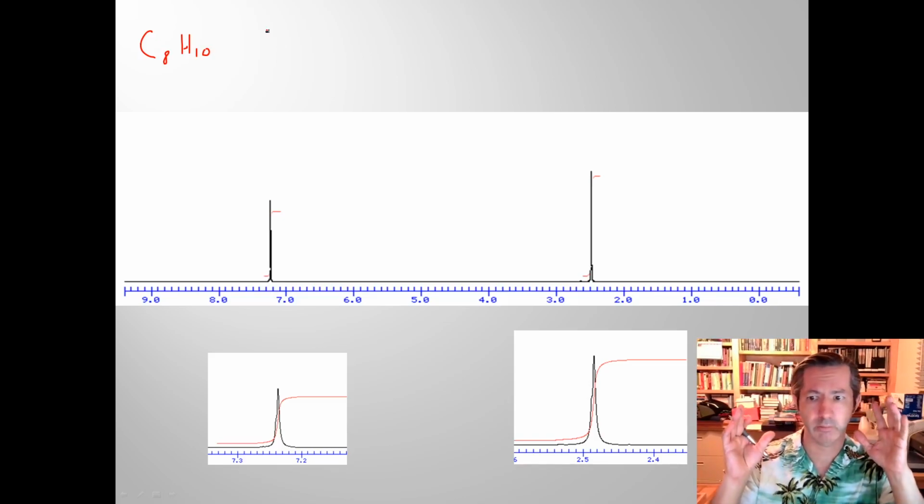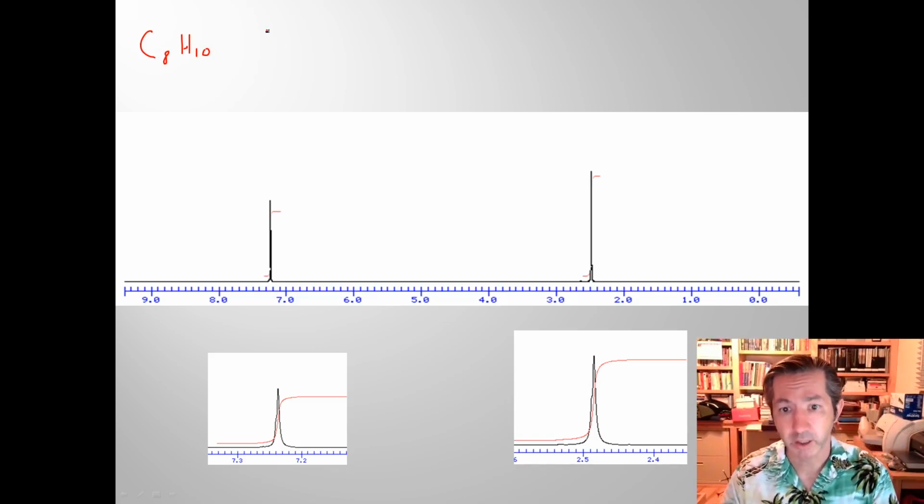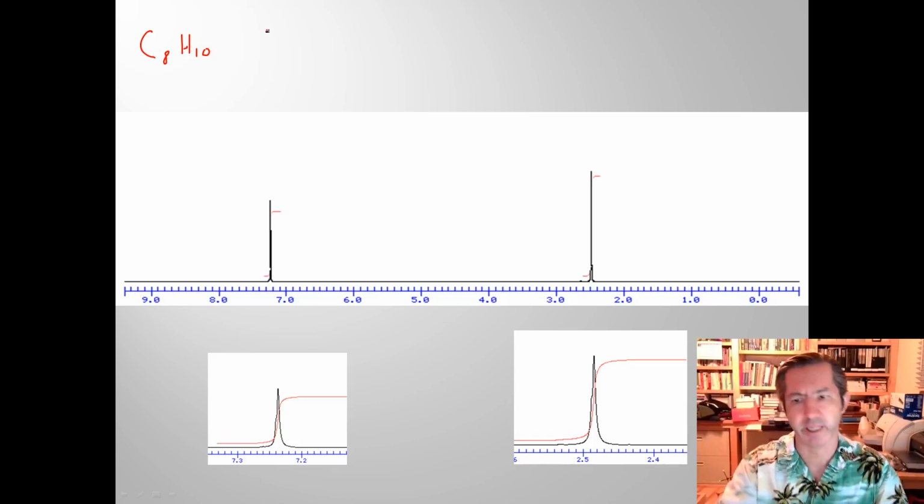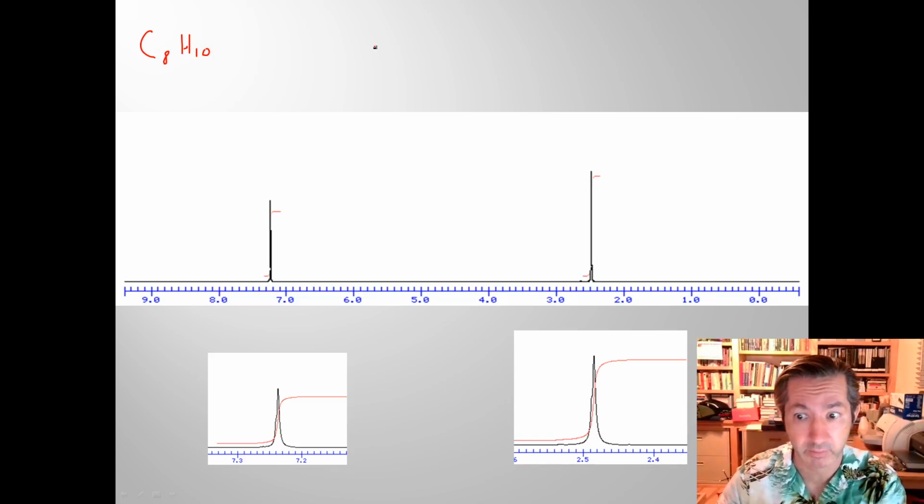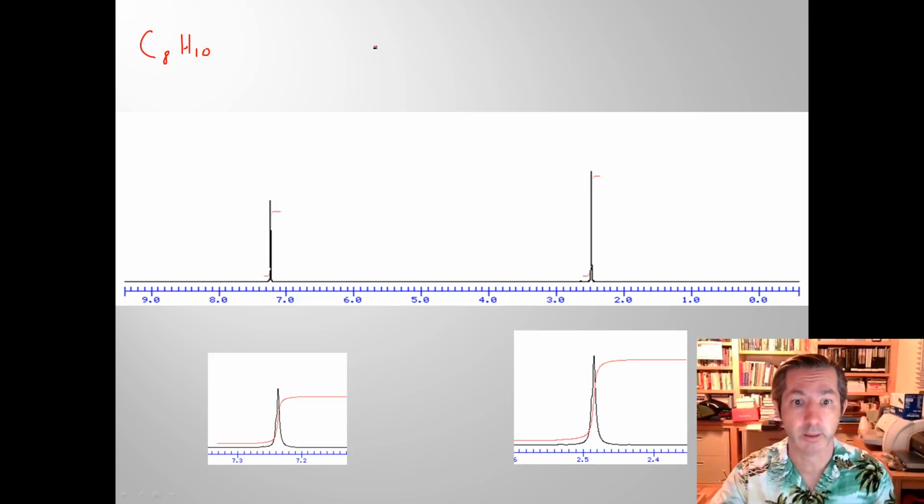Someone who's worked with NMR for years might be able to look at the spectrum and say, I know what that is. But we're going to deduce it, and we're going to be systematic about it. I'm going to show you how to figure this out. This is a logic puzzle here.